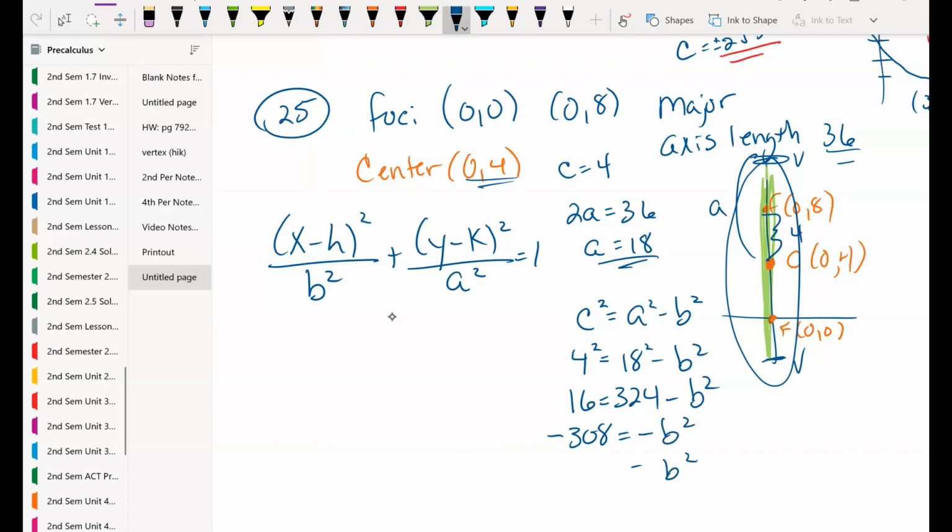Get rid of that negative. And here's the thing. I'm stopping there because do I need b or do I need b squared? I just need b squared. Oh yeah. Okay, so we're going to put it in. So we get here, put in our values. Here's our h and k.